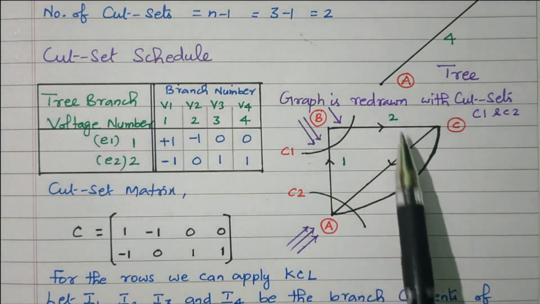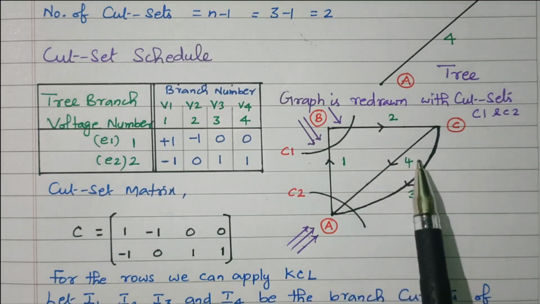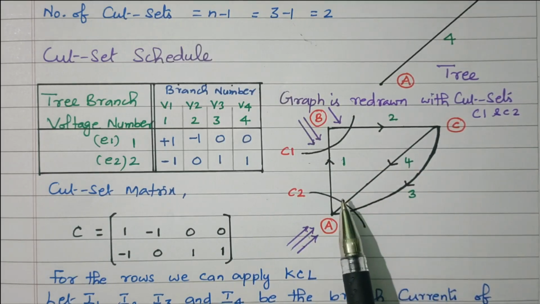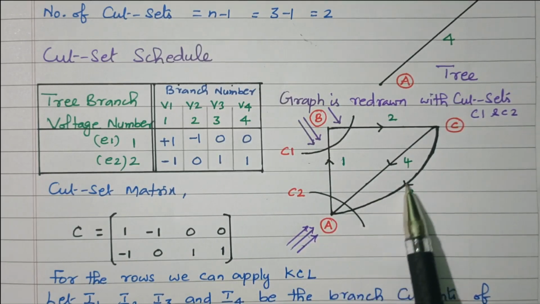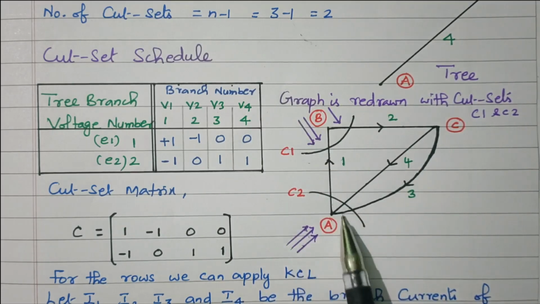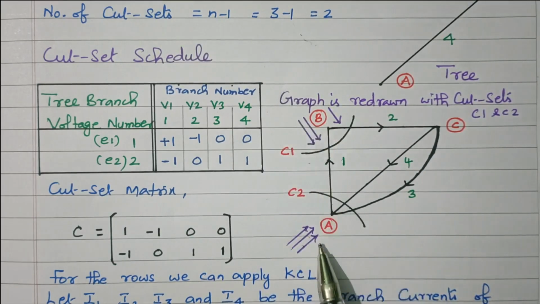So 1, 2, 3, 4 are the branches. V1, V2, V3, V4 are the branch voltages. E1 and E2 are the tree branch voltages, that is, for branches 2 and 4. At C1 the tree branch voltage is E1. At C2 the tree branch voltage is E2.